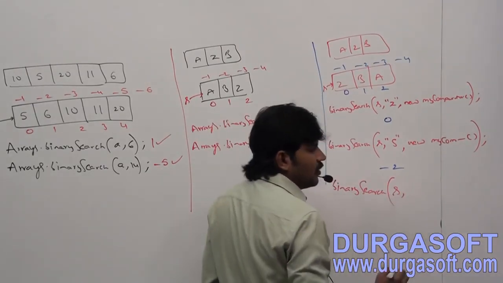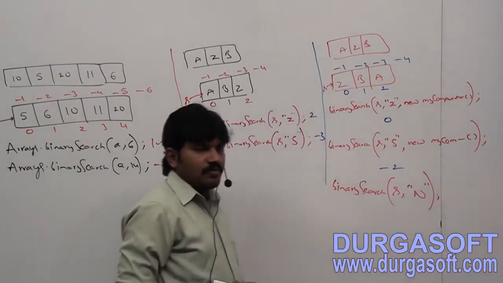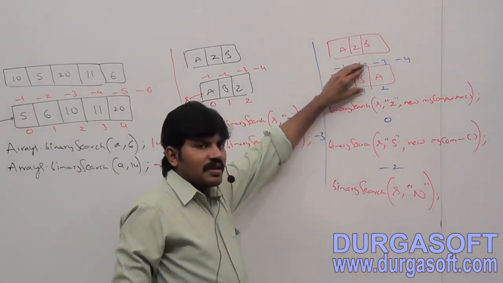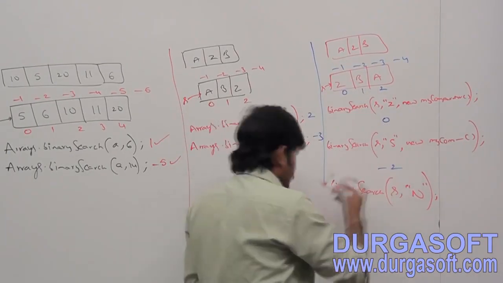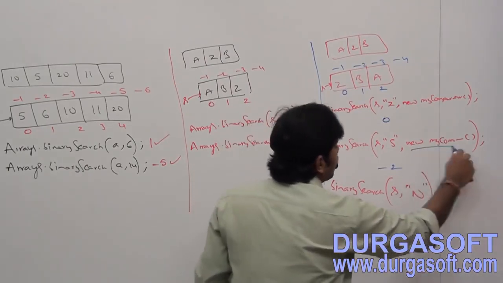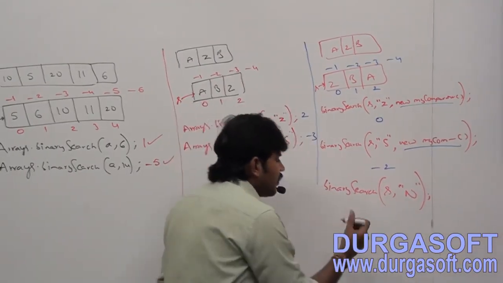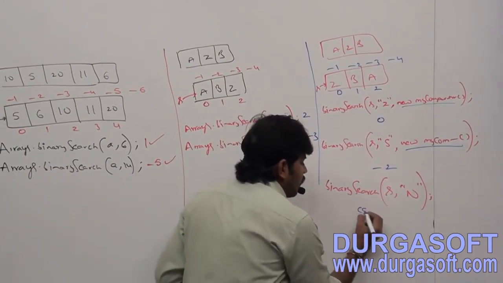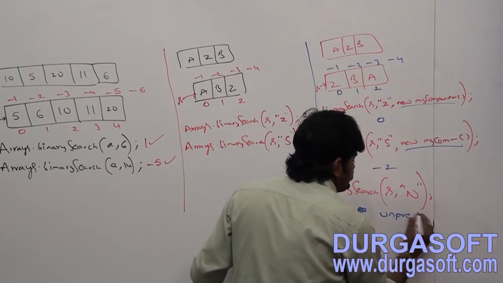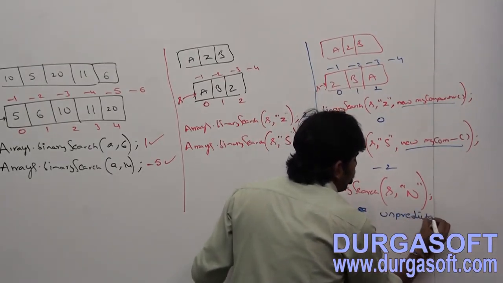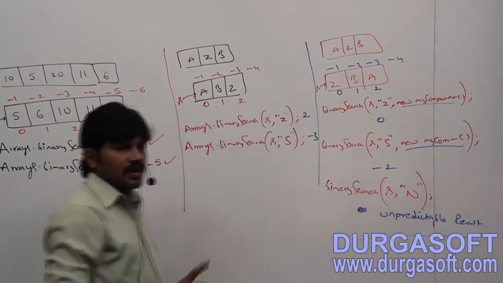Next, binary search of S, what is the last one? N. Sir, have you observed? If the array is sorted according to a comparator, at the time of search also it is compulsory to pass the same comparator object. But you are not passing the comparator object. That's why the result will be unpredictable. Okay, unpredictable results we can expect.